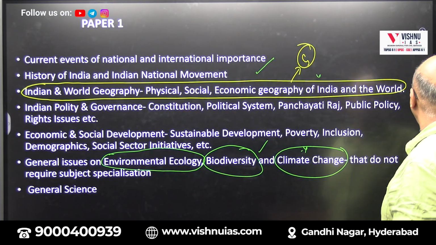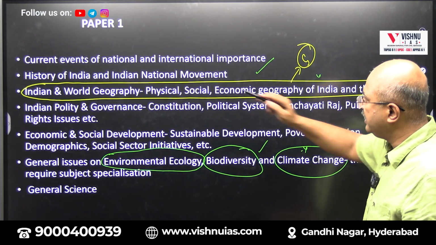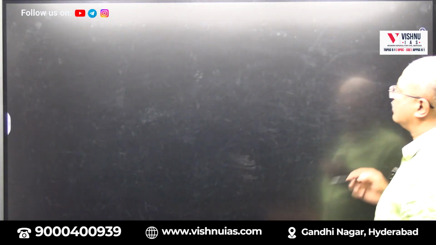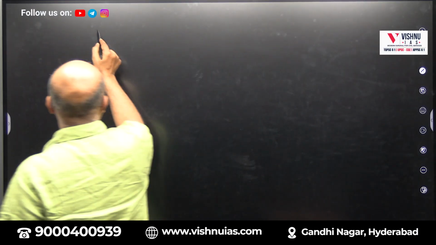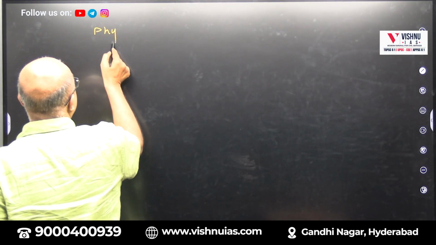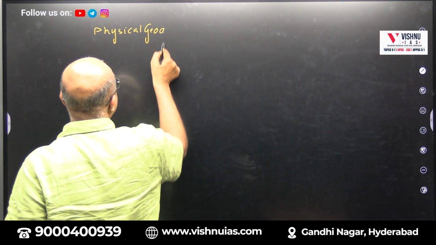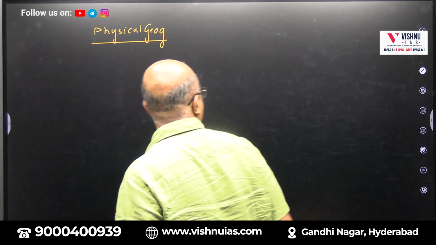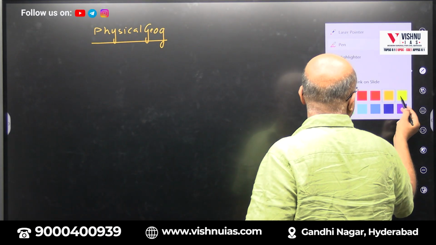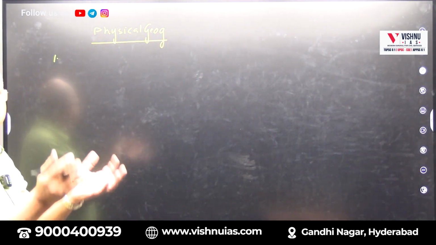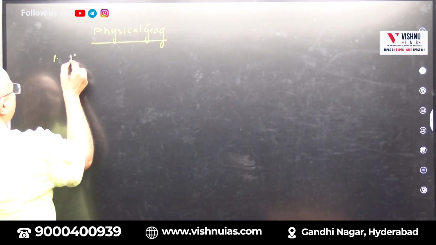Now what exactly is this India and world geography and what has to be studied here as a part of geography? As a part of physical geography, which is given in the syllabus, what is included here? In physical geography, the first chapter or first unit is called geomorphology.